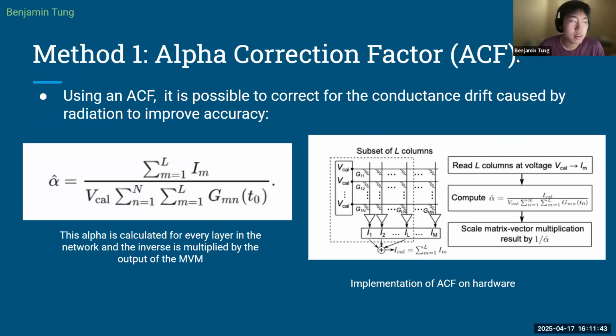To help account for this drift, we use an alpha correction factor, which is calculated for every layer of the network. The idea is that if we multiply the output of the matrix vector multiplication by 1 over alpha, we can correct for the conductance drift to improve accuracy.